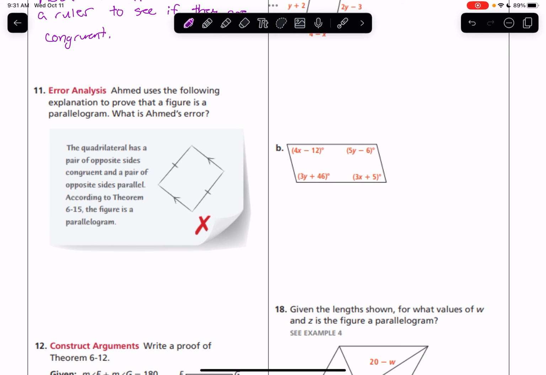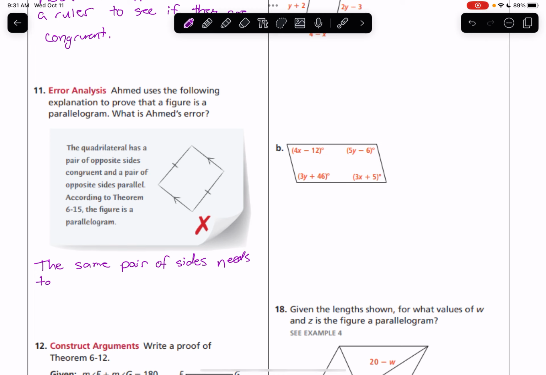What is Ahmed's error? He says the quadrilateral has a pair of opposite sides congruent and a pair of opposite sides parallel. According to this theorem, one pair of sides both parallel and congruent, the figure is a parallelogram. But in order to use that theorem, the same pair of sides has to be both parallel and congruent, not a different pair of sides. So that's what we need to write, that the same pair of sides needs to be congruent and parallel.